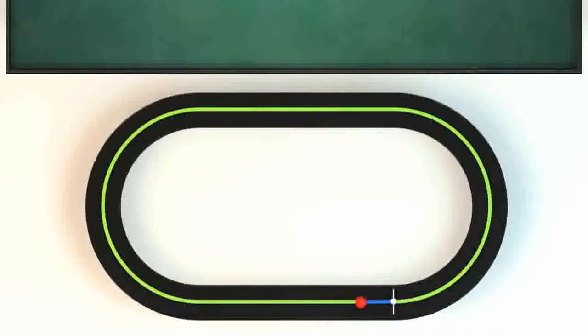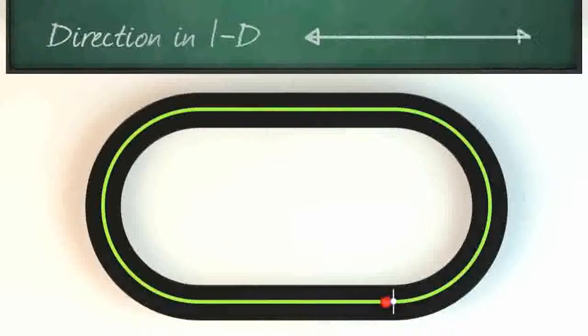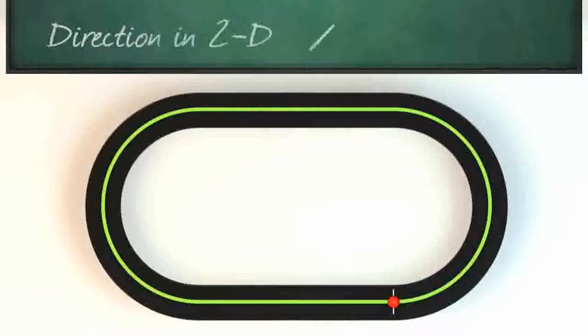In one dimension, we usually just keep track of the direction of the displacement with a positive or a negative sign. In 2 dimensions, we can use angles, compass directions, and more.